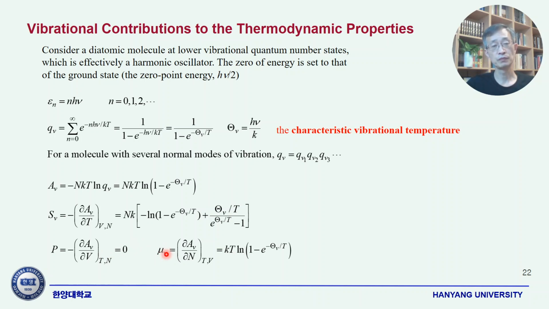Then of course mu v is obtained by taking the derivative with respect to n, which gives this. Because there is no dependency on n in the remaining term, it is just nkT of this. Then for the T derivative, you take the derivative of this and also of this, so there are two terms.